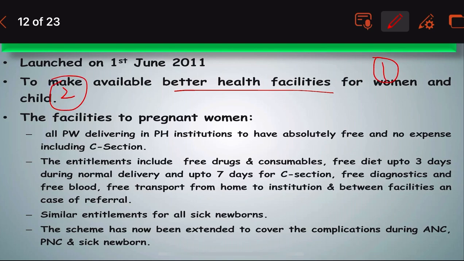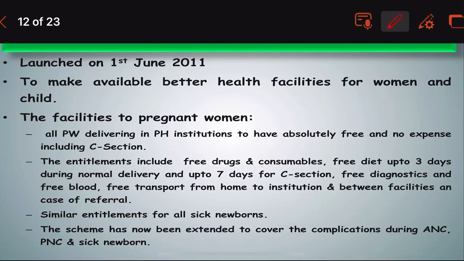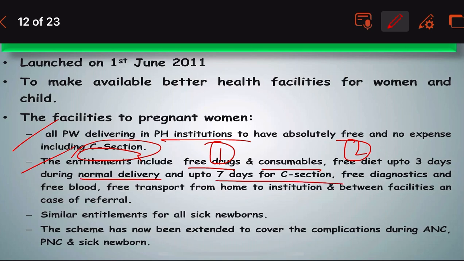All pregnant women delivering in public health institutions will have free delivery with no expense, including C-section. Under the Janani Shishu Suraksha Karyakram, the entitlements include free drugs and consumables, and free diet up to 3 days during normal delivery and up to 7 days for C-section. First, we are providing free drugs.